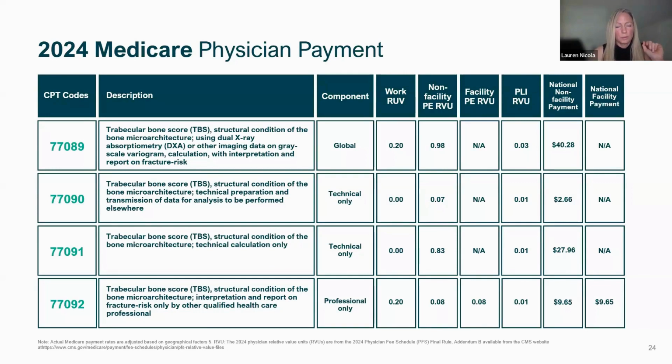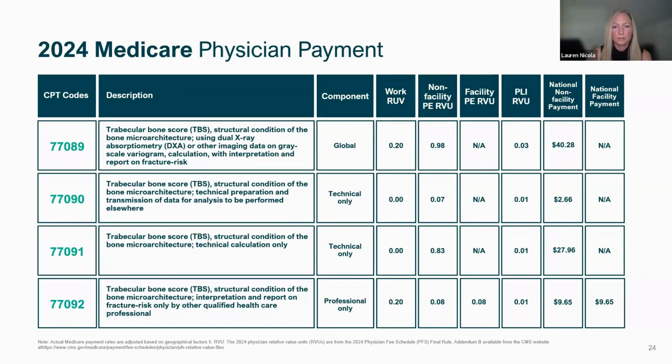So these are the specific payments in the 2024 fee schedules. You can see the top line is that global code, the 089. And again, that's when everything's done by the same billing facility. That global code corresponds to a 0.2 work RVU and a 0.98 non-facility PE RVU. The practice expense RVU is what some people call the technical component reimbursement. In 2024, based on the conversion factor, that is equivalent to $40.28 that the facility can bill, or the office can bill.